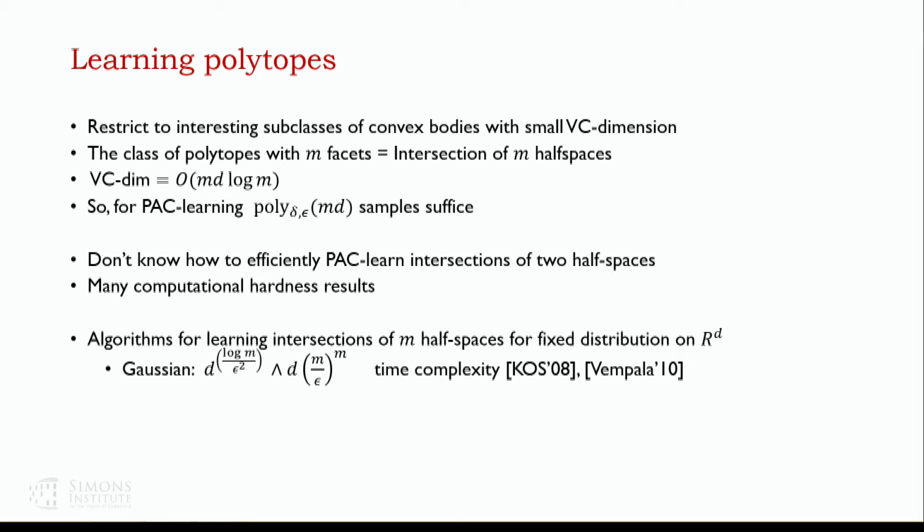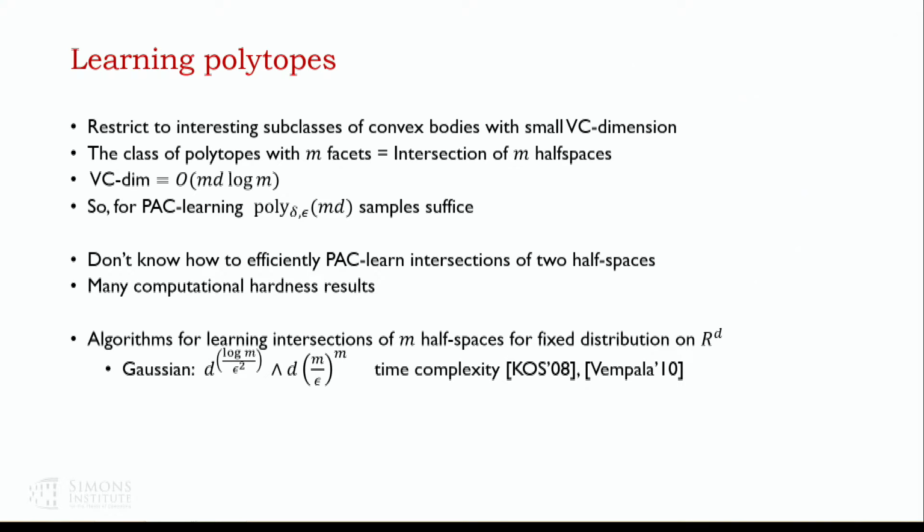But computationally, we don't know how to do this. We don't even know how to do it for two half spaces. And there are many cryptographic hardness results. There are algorithms for learning intersections of m half spaces under fixed distributions: log concave distributions, Gaussian distributions. For Gaussian, the best result so far is the minimum of d to the log m over epsilon squared, and m over epsilon to the m. So it's not polynomial in d and m.